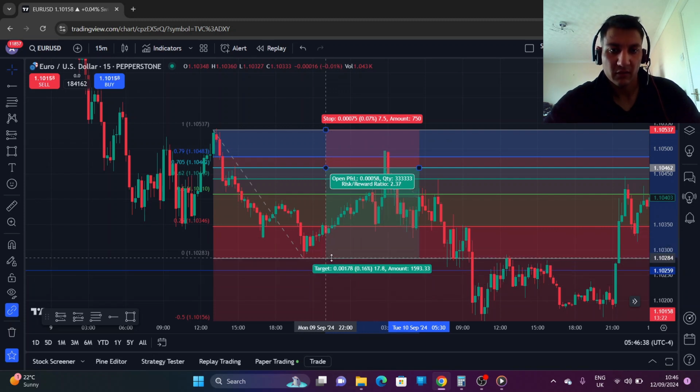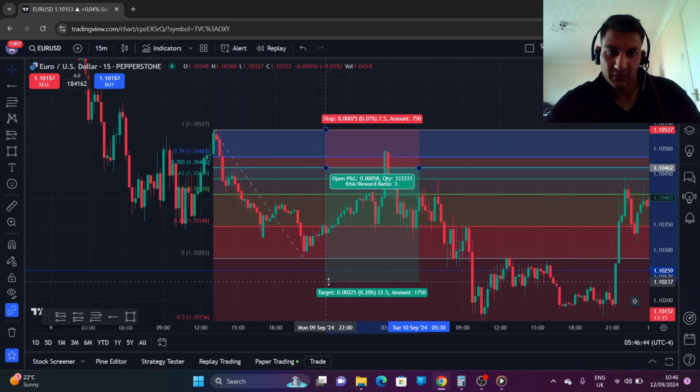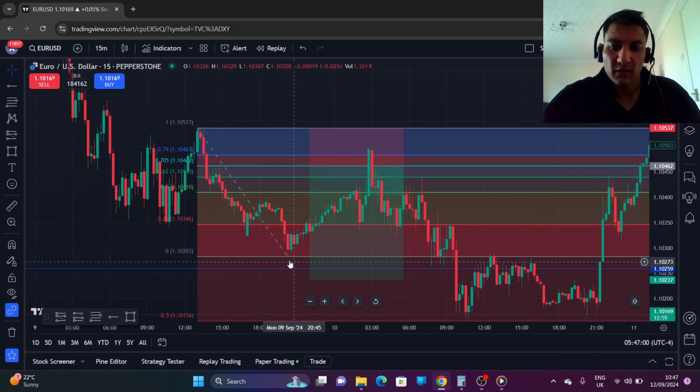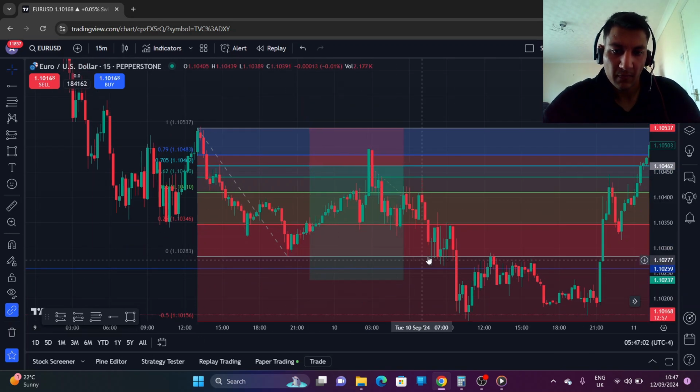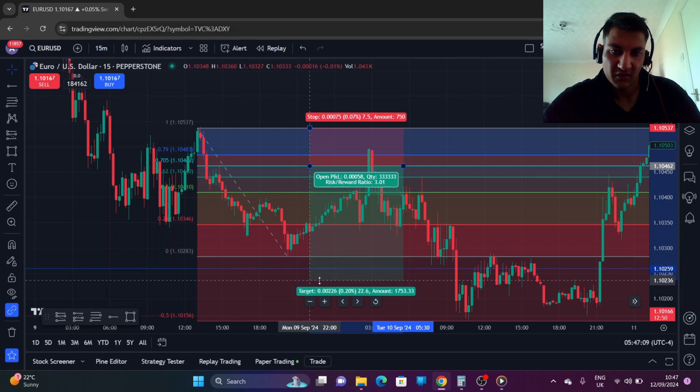A lot of people will target this low there. You can do that if you want. I like to target a 3-to-1, because what I find is, you see this low here, when it takes out here, it almost always hits the 3-to-1. So instead of having your target here, it's just easier to have a 3-to-1.